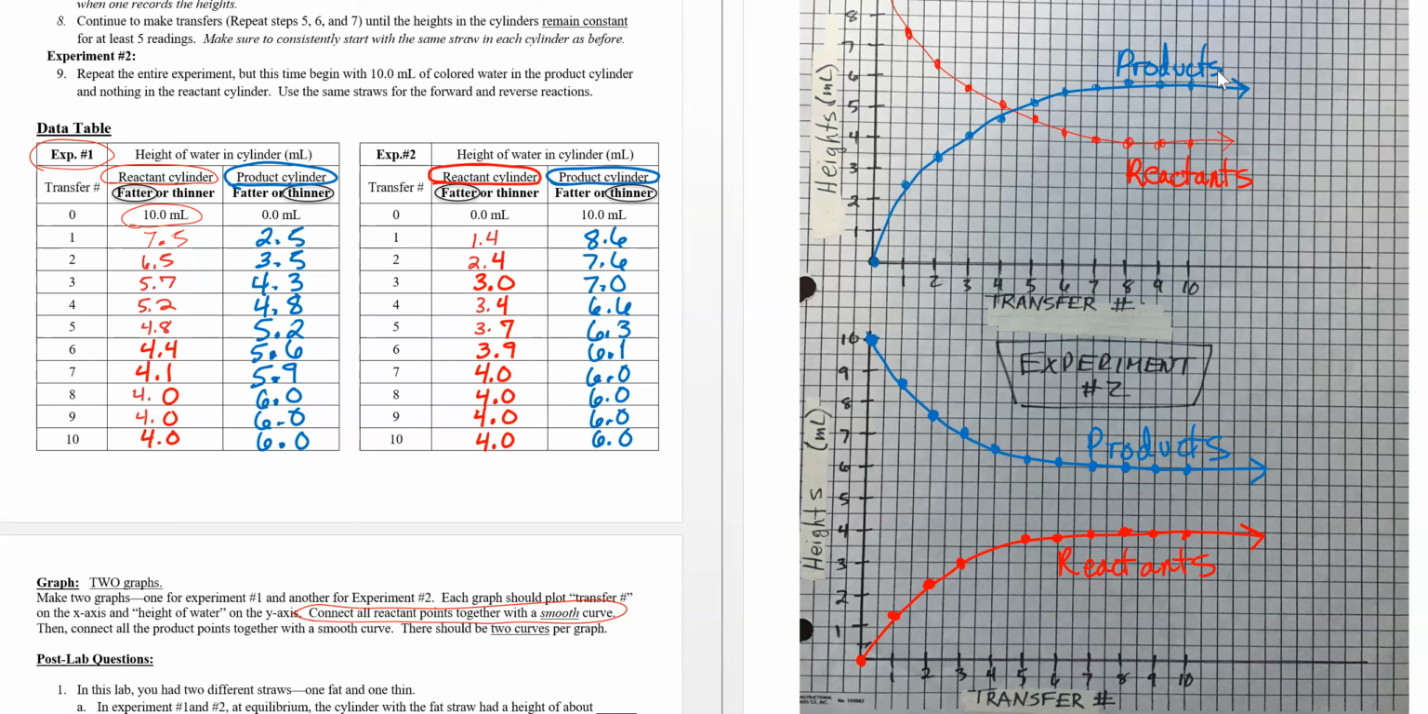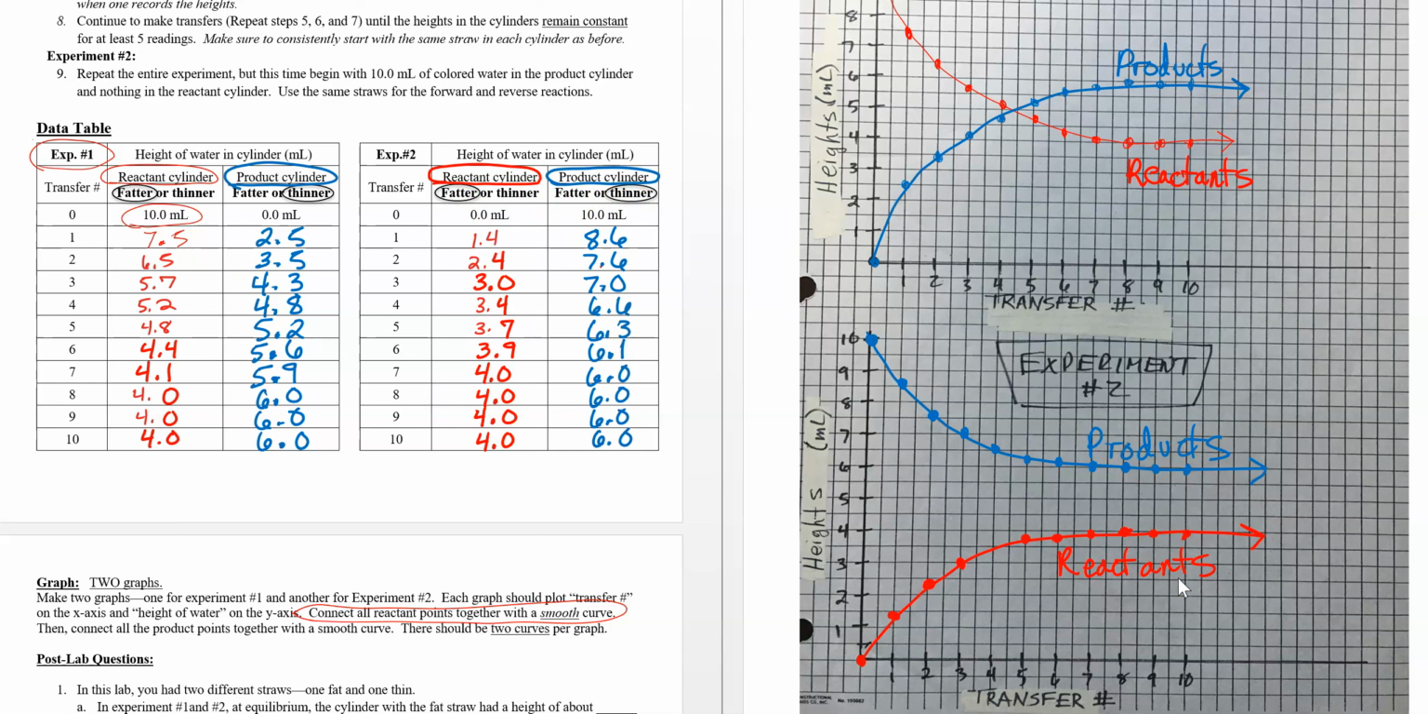The other thing I want you to realize is in this data, make sure you had circled fatter and thinner, because remember in both of my cases, I always put the fatter in the reactants and the thinner in the products, and that's what's going to give this data here.